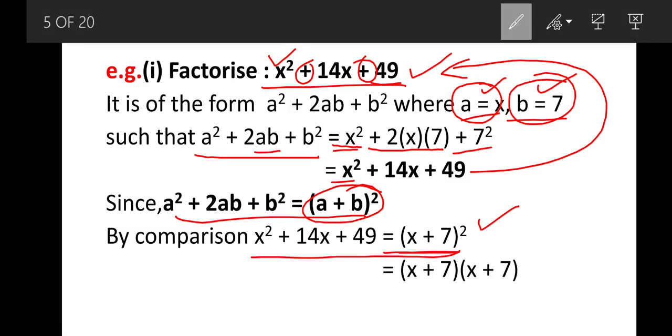And it can be further written as x plus 7 into x plus 7. In the NCERT book, it is written till here, but ideally it should be written like this, because x plus 7 whole square can be written as x plus 7 into x plus 7. This is also correct because in NCERT it is given in the same manner.